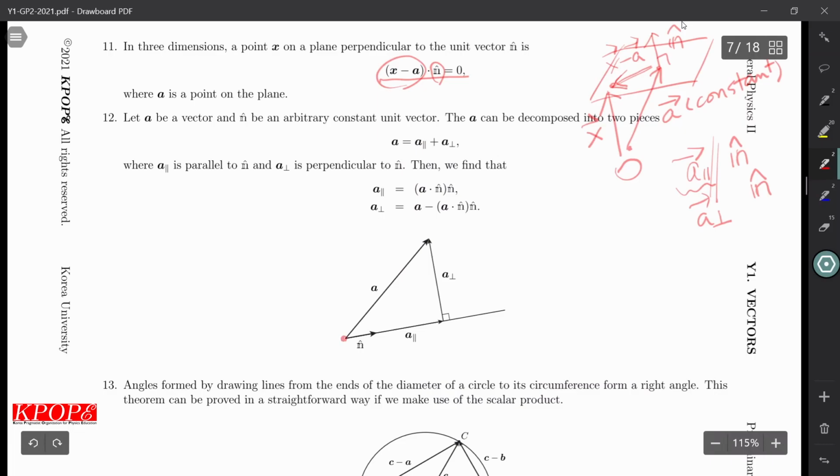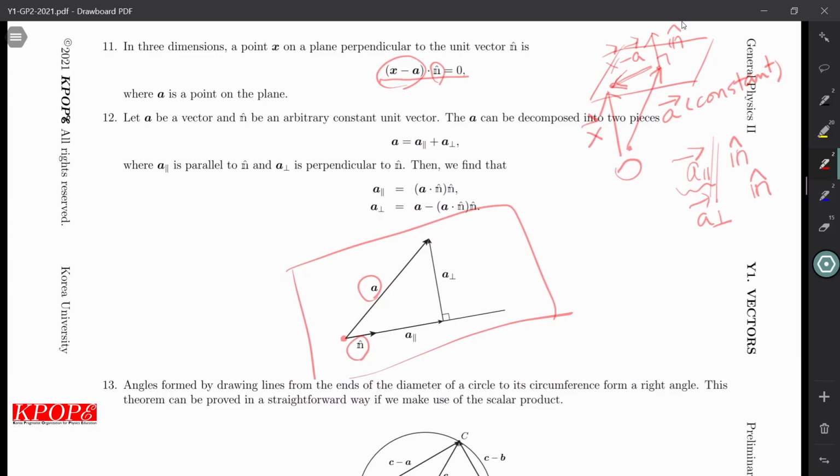So, we overlap the tails of the two vectors a and n hat. Then we can always find a single plane because they are making a triangle. And we make a projection of this point onto the straight line extending the unit vector n hat. This is a foot. The straight line connecting the head and the foot must make a right angle.